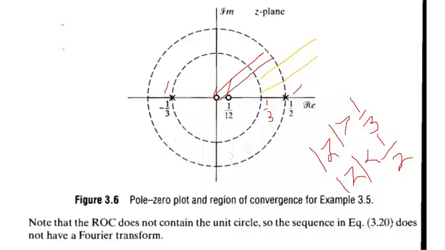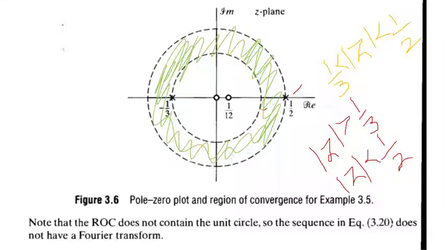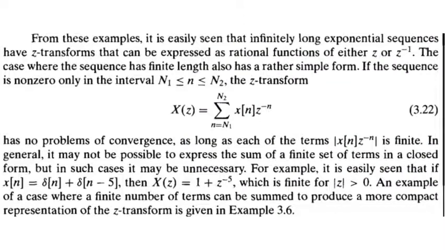So if you see here, the overlapping occurs when Z mod is greater than 1 by 3 and less than 1 by 2. So the region of convergence for this sequence will be this greenish region. So I can take all the values here. So this will be the region of convergence of this sequence.